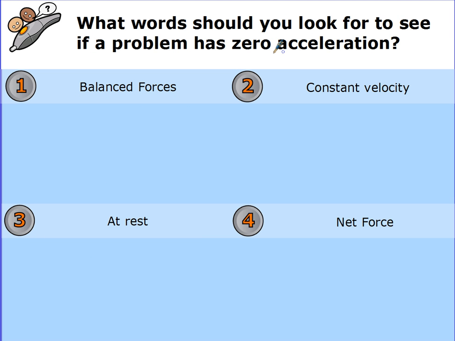What words should you look for to see if a problem has zero acceleration? Now remember, physics is a foreign language. I'm teaching you how to read the language. Let's see. Balanced forces. That's definitely one. That means the forces going to the left equal the forces going to the right. Think of the student who is being pulled to the left and to the right by the same force.